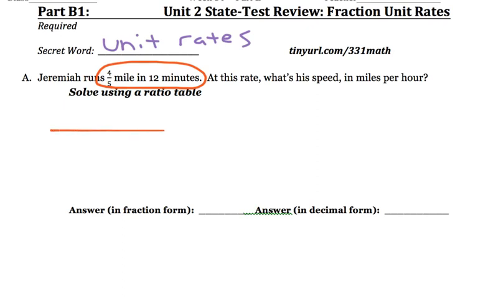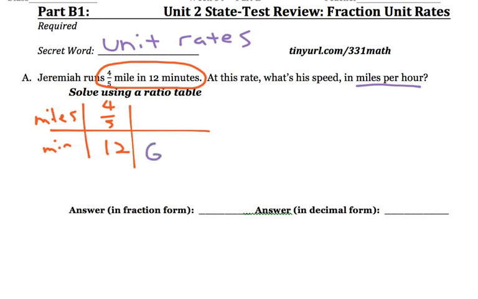The main way we represent our thinking with ratios is with the ratio table. So let's set one up that has miles and minutes. And I can put 4/5 here in 12 minutes. Now the problem is saying what's the speed in miles per hour. Since I know that there's 60 minutes in an hour, I'm trying to get to 60.